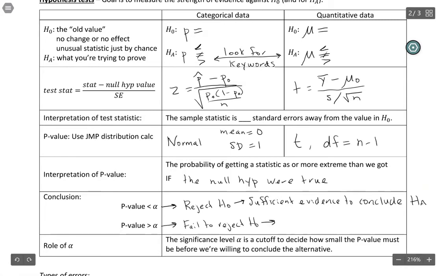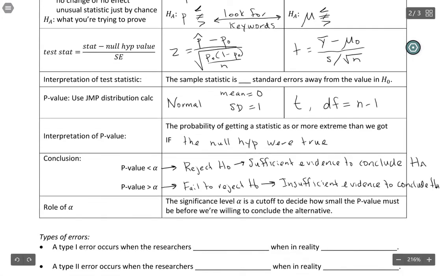Okay, and if you fail to reject the null, you can't really conclude anything at all. So here you have insufficient evidence to conclude, and again, you were trying to conclude HA. That's not going to change.